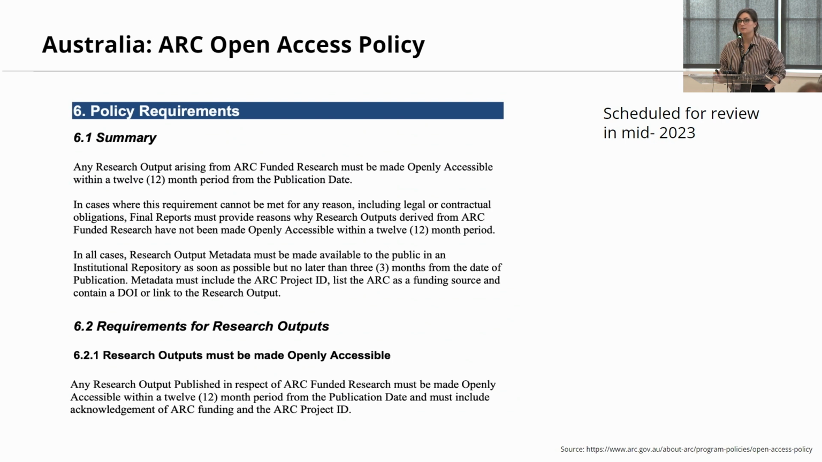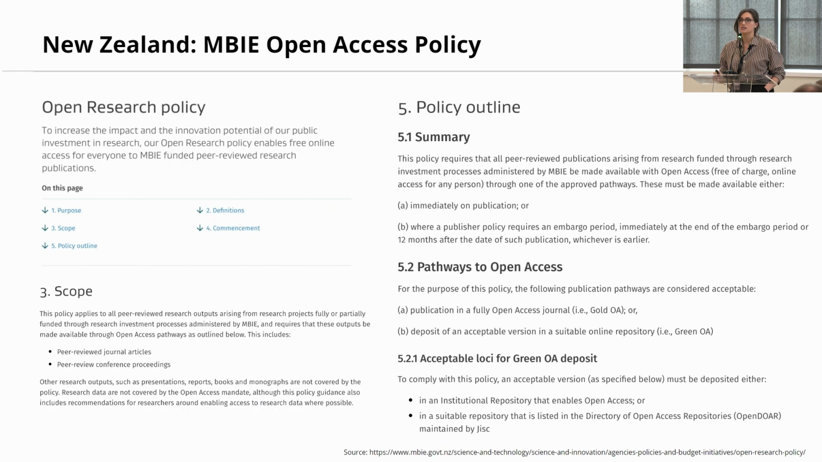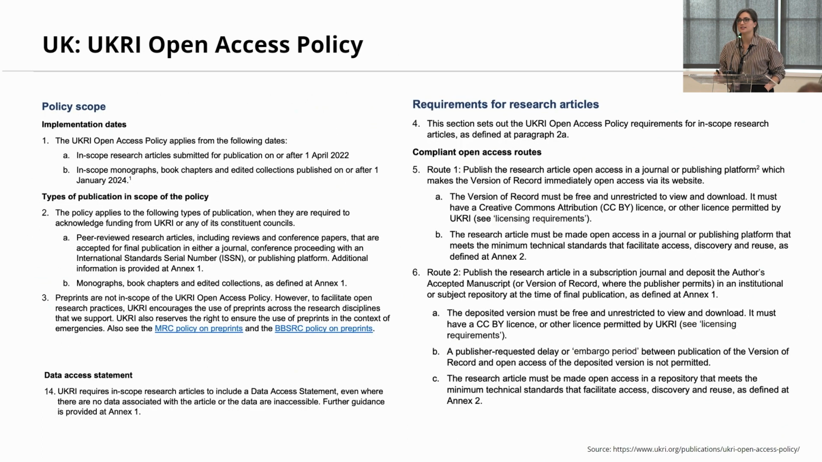We've got another policy also in Australia from the ARC, which is about all funded research must be made openly accessible within a 12-month period from publication date, and must also include funding acknowledgements of the ARC and the project ID. That one didn't have a red box. We've got the New Zealand MBIE open access policy, open research policy, and it outlines pathways to open access, including green open access. And we'll talk about gold and green in a minute.